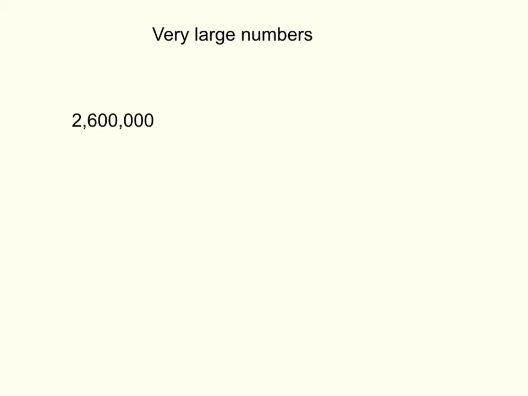Our first example is a very large number, 2,600,000. We need to convert this number into scientific notation. We remember the first part of scientific notation is a coefficient between 1 and 10. Well, 2,600,000 is not a number between 1 and 10. So how do we achieve this in scientific notation?